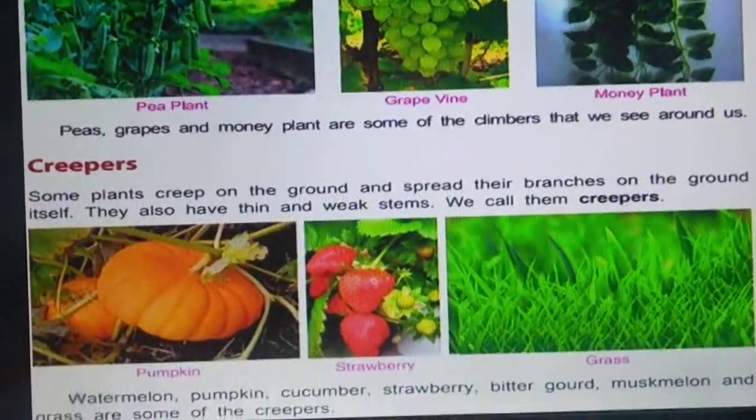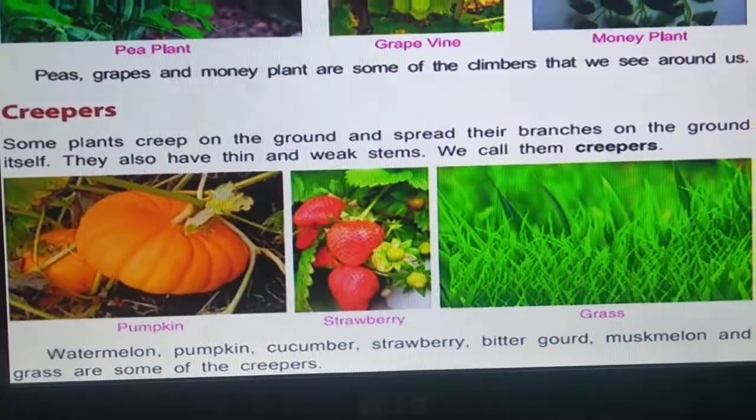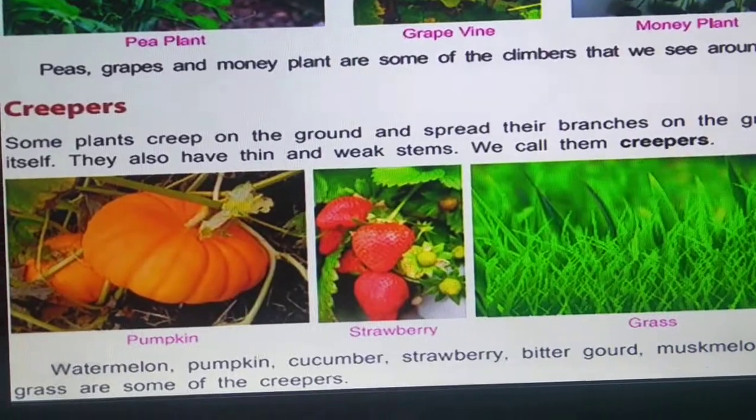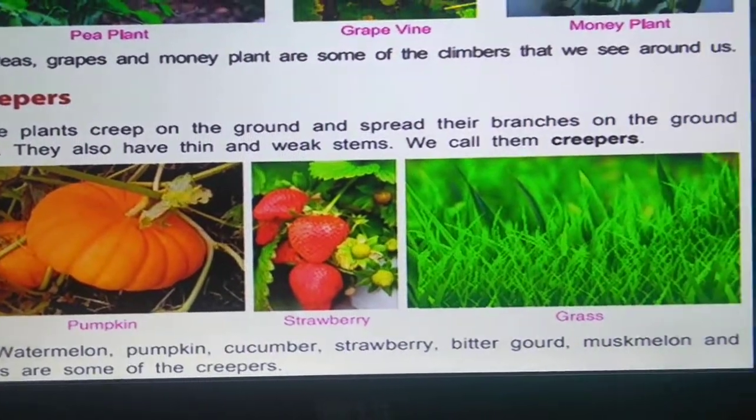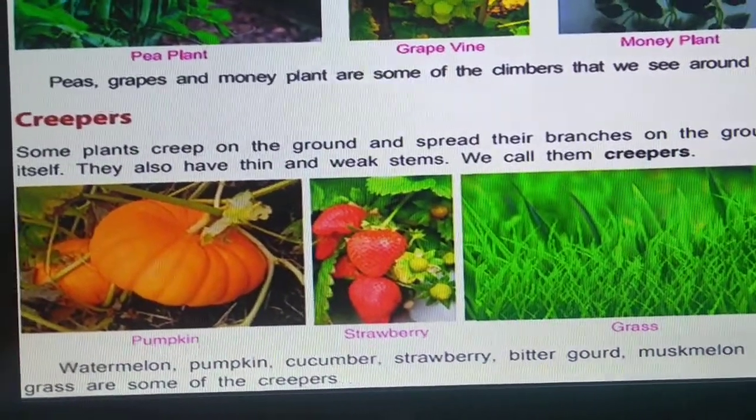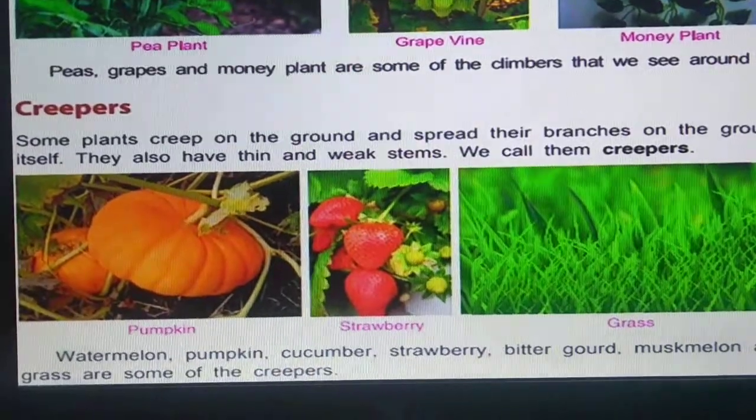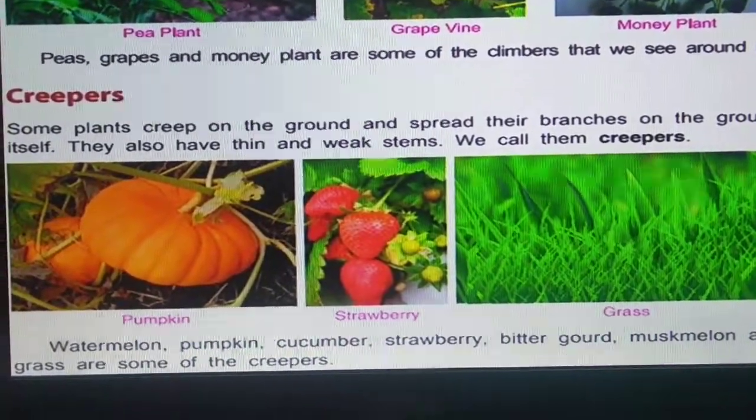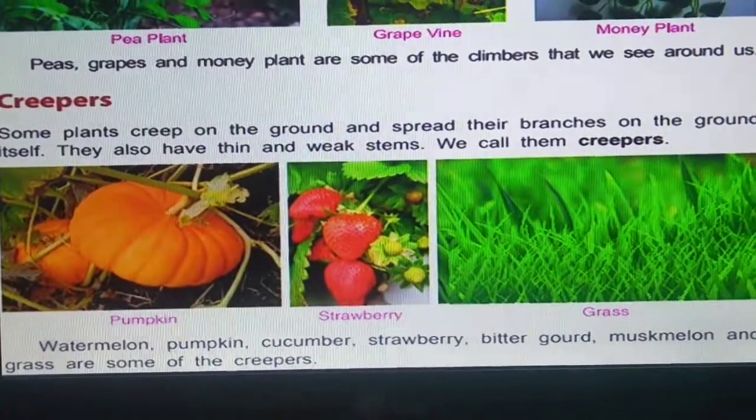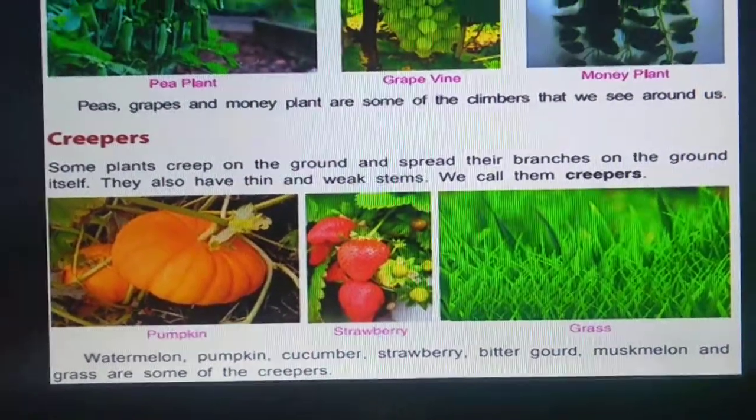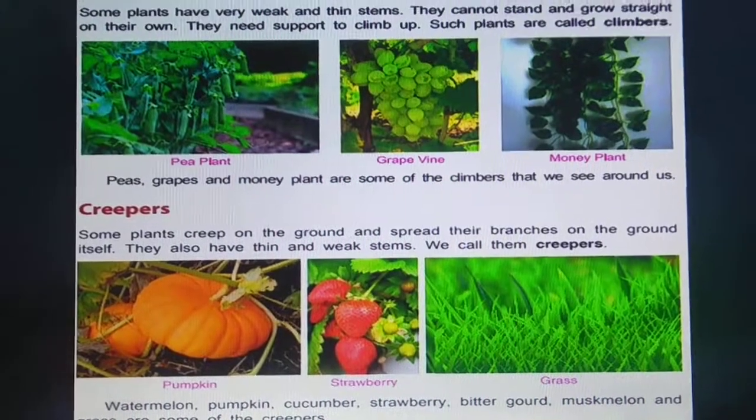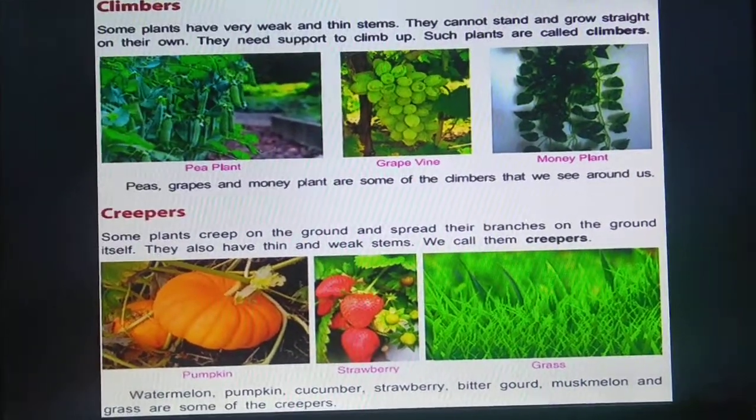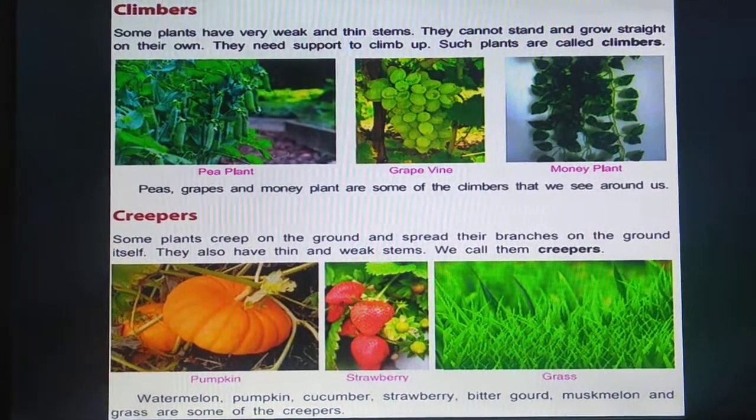Next topic is creepers. Some plants creep on the ground and spread their branches on the ground itself. They also have thin and weak stem like climber. Creepers also have thin and weak stem, and we call them creepers because they creep on the ground. So they are called creepers, and the examples are pumpkin, strawberry, and grass.